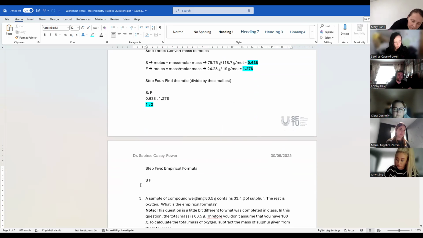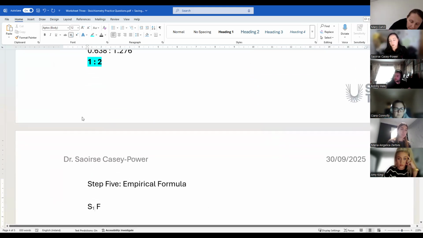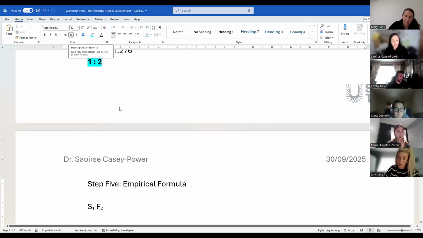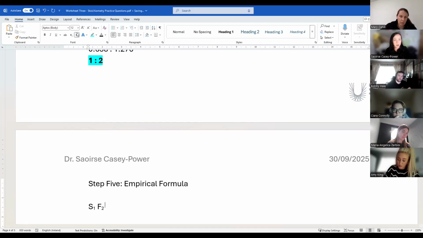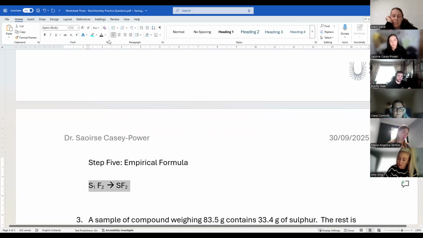Just to show you where it comes from, it would be S1 there, but you don't have to include the 1, it's 1:2. So you'd normally not write that 1, followed by F2. So what that should look like, just without that 1, is SF2. And that's your final answer for that one, okay?